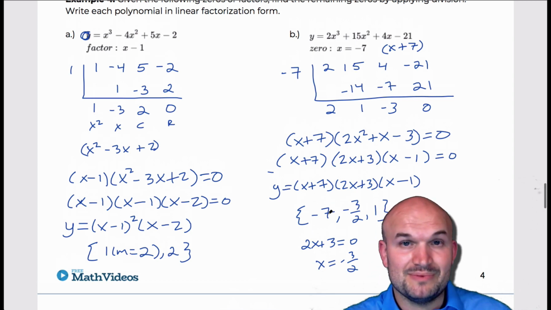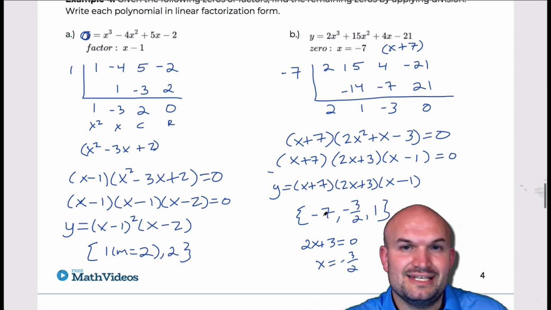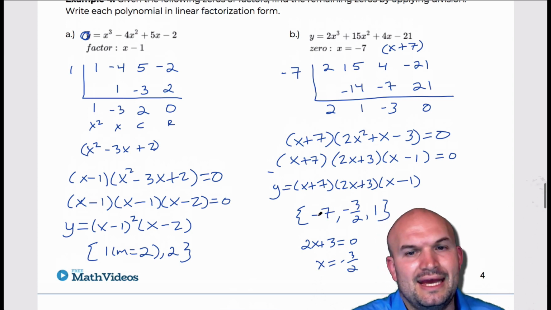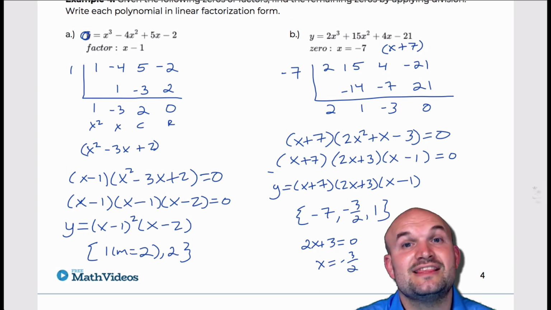Now let's wrap up this lesson by writing the equation of the polynomial and using the theorems that we first talked about.